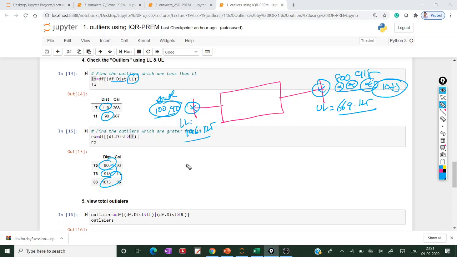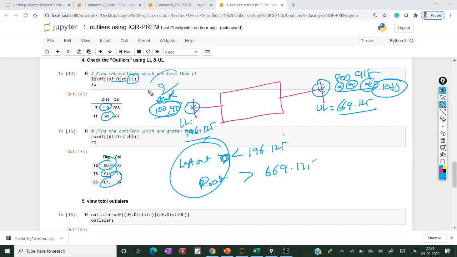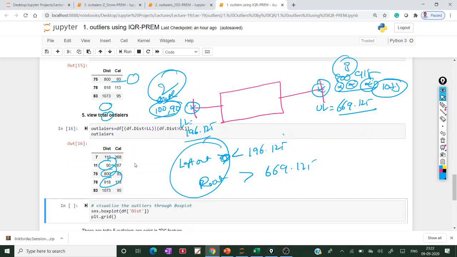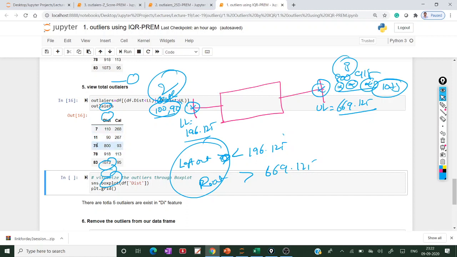Left side outliers are less than 196.125, and right side outliers are greater than 669.125. So outside these ranges, these are the outliers. On this side 2 outliers, on this side 3 outliers, totally 5 outliers. See, these are the 5 outliers: row numbers 7, 11, 20, 75, 78, 83. Total 5 outliers exist.